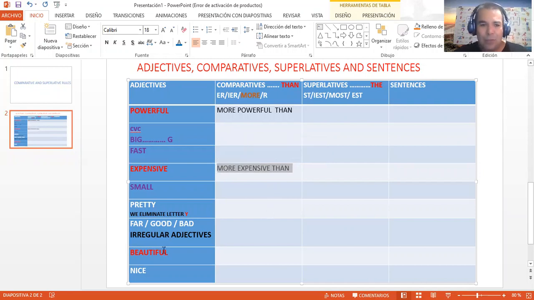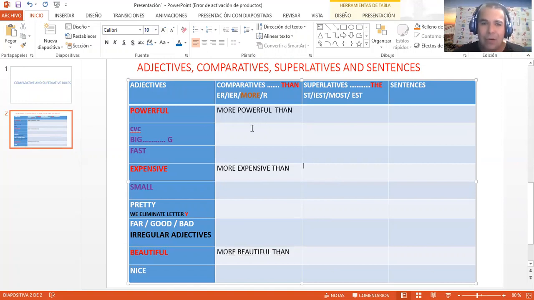Let's continue with the other one, which is beautiful. The same, yes, that's correct. More beautiful than. And that's the way that we change the first three adjectives into the comparative form. And remember, we do this because they have three syllables. So for two or more syllable adjectives, we use the word more.